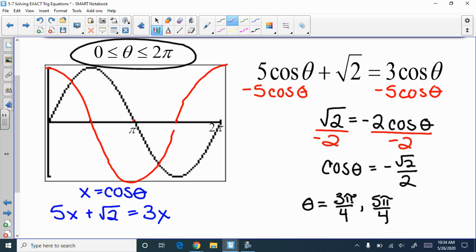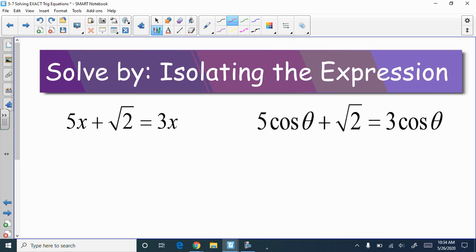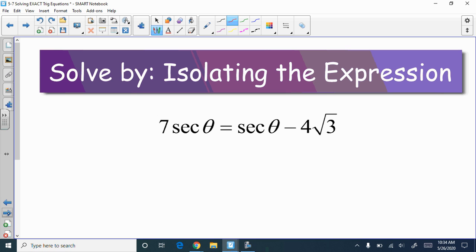And so when is it equal to the square root of 2 over 2? You've got 2 solutions for that. So there's your cosine. You're solving equations. Okay, and we just did that. So now let's take a look at this one.